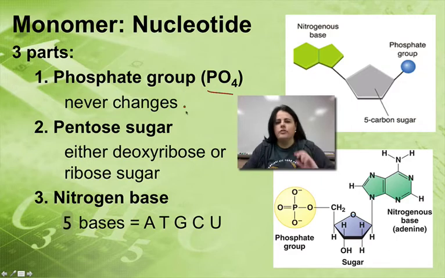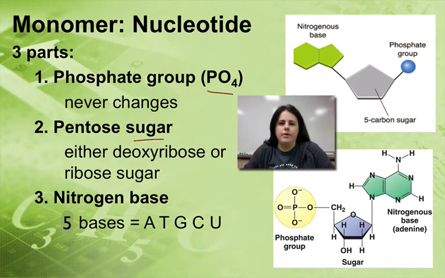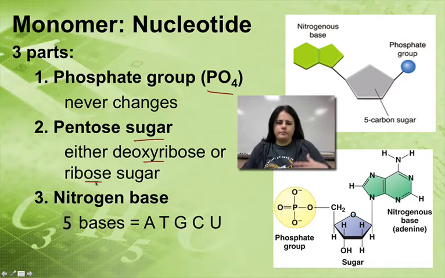The second part is called a pentose sugar. Sometimes we just call it a sugar. Pentose means it has 5 carbons, or it's a 5-sided shape. So it's in the shape of a pentagon. So that is why we call it a pentose sugar. There's 2 types of pentose sugars. One is called deoxyribose, and one is called ribose. These are actually 2 types of monosaccharides, which Ms. Haller talked about in the carb section. So you actually have sugar that makes up your DNA and RNA.